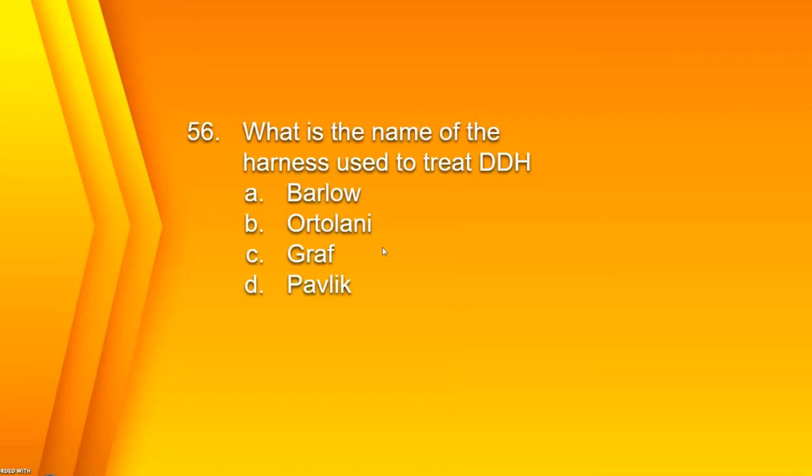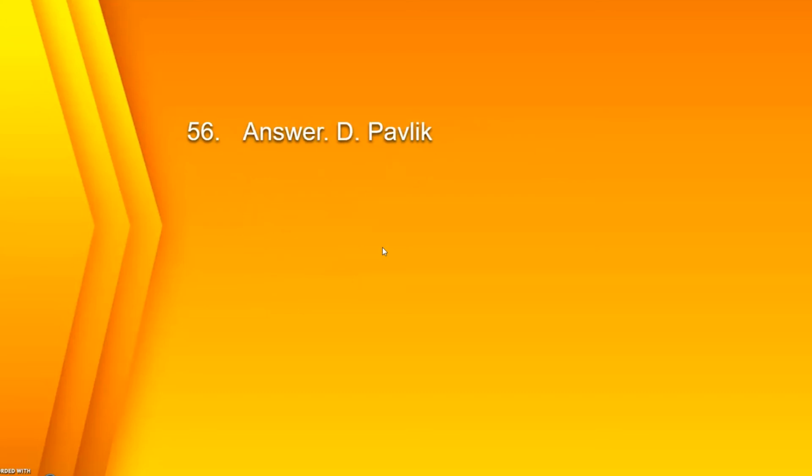Number 56. What is the name of the harness used to treat developmental dysplasia of the hip? A. Barlow. B. Ortolani. C. Graf. Or D. Pavlik. The answer is D. Pavlik. Barlow and Ortolani are the maneuvers you use for hip dysplasia, and Graf is the grading system.